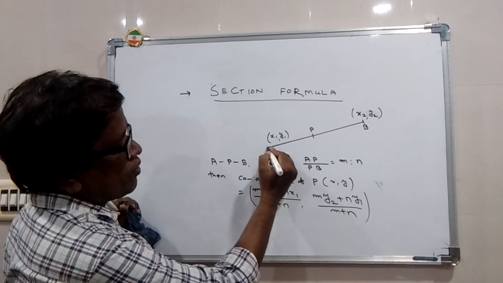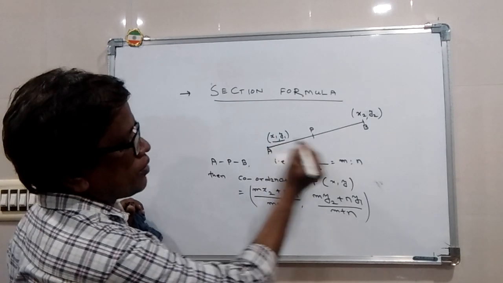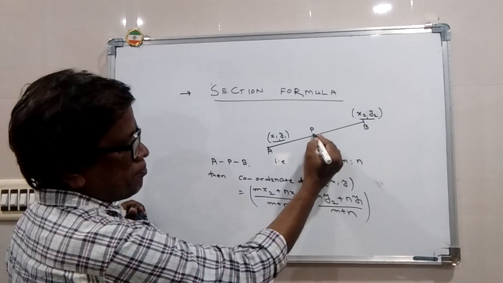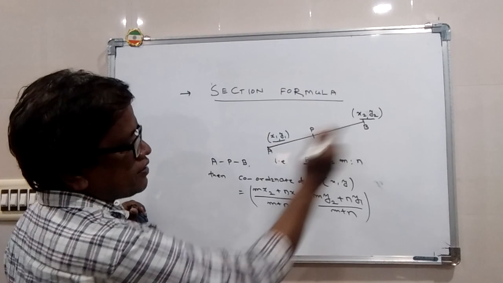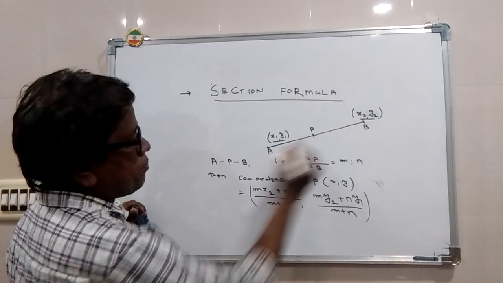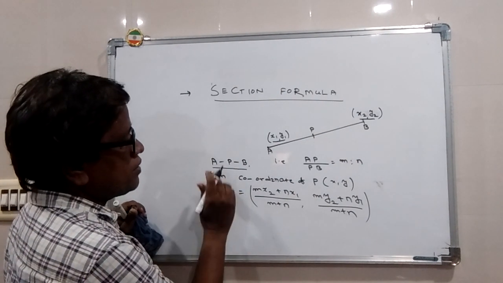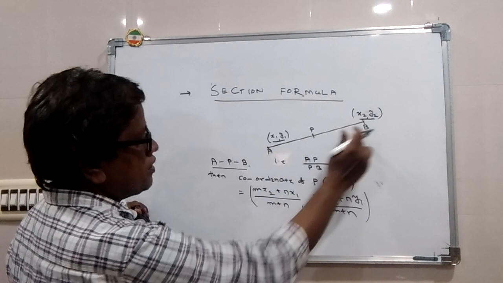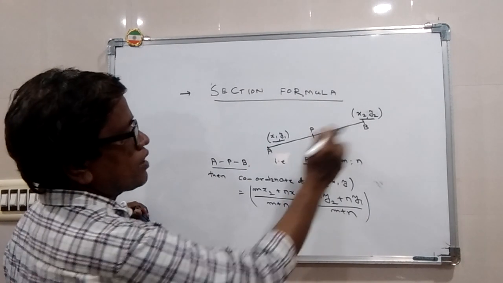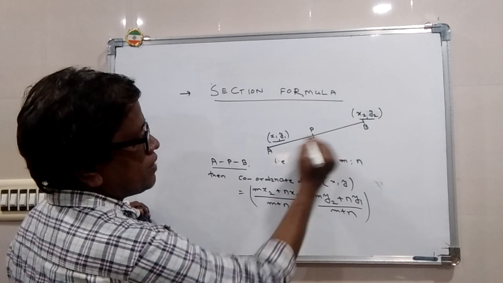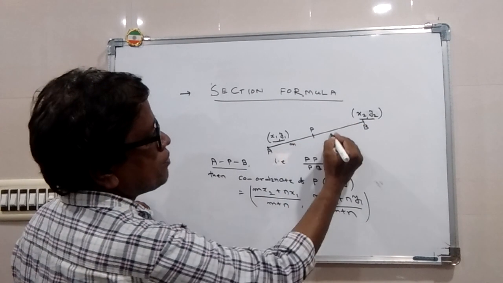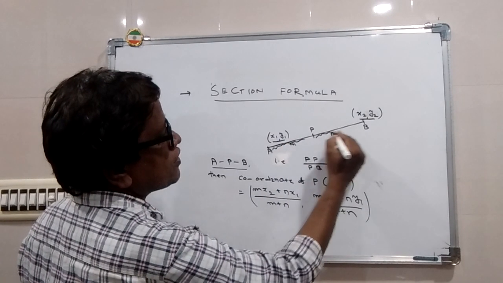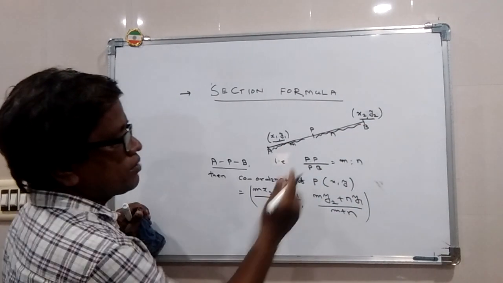What is the division formula or section formula? Let A be a point whose coordinates are (x1, y1), B a point whose coordinates are (x2, y2), and P a point that lies on line AB, meaning A, P, B are collinear. Let P divide AB internally in the ratio m:n.